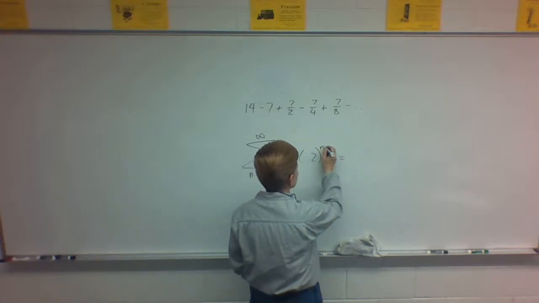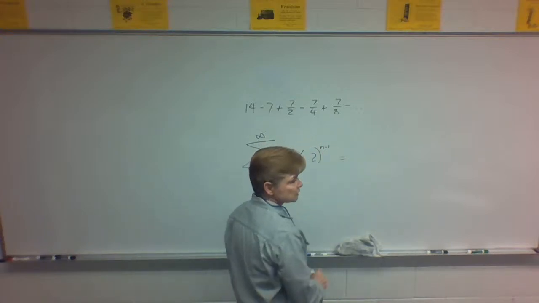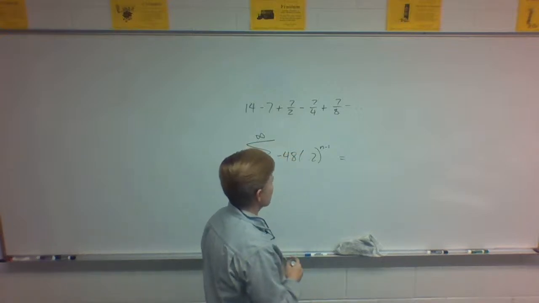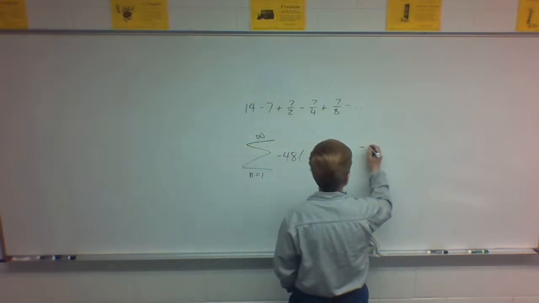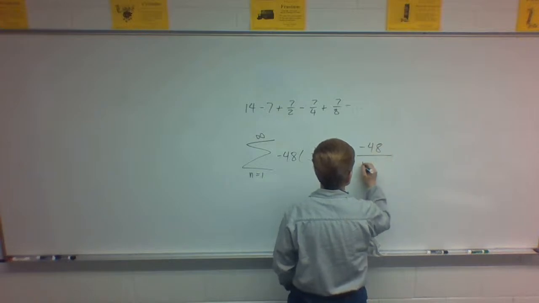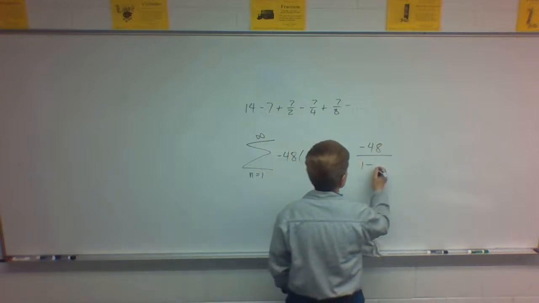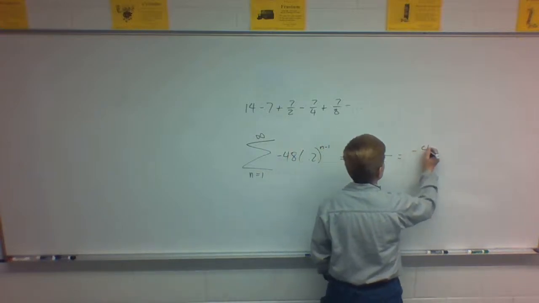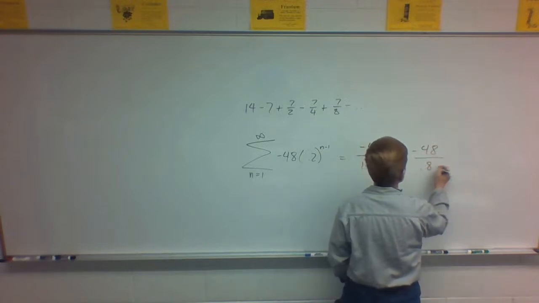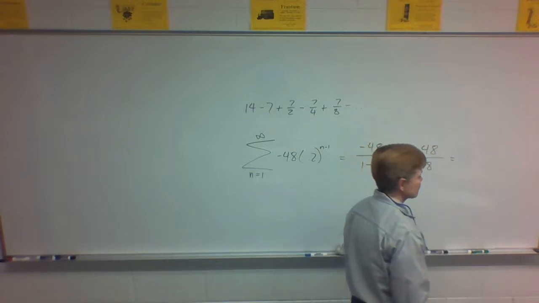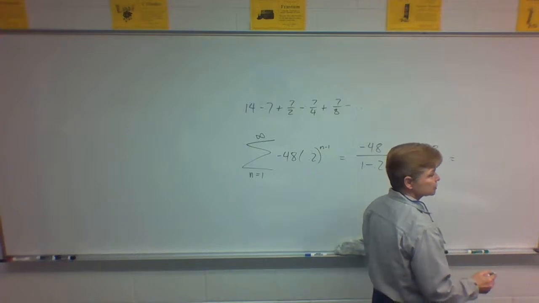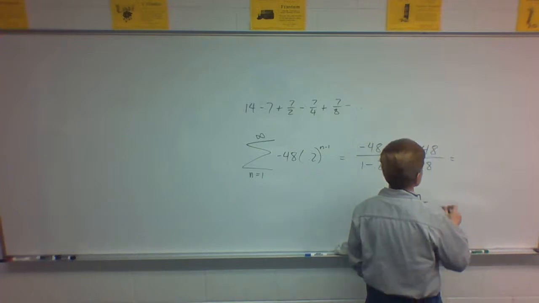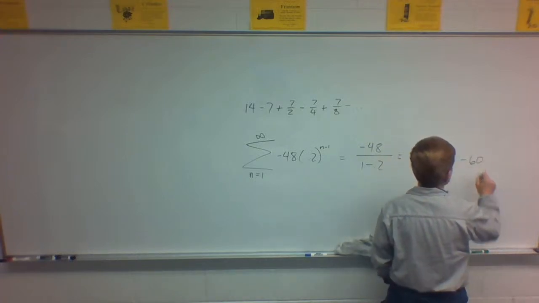Oh, by the way, sorry, this will say n minus 1 on it. What's the first term? That's what goes here, right? That's your A1. What's R? 0.2. So all you've got to do is take -48 divided by 0.8. And what is that? Negative 60. That's what it ends up to.